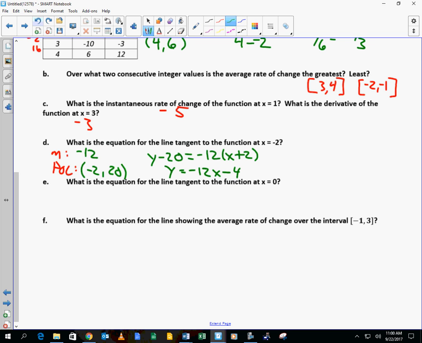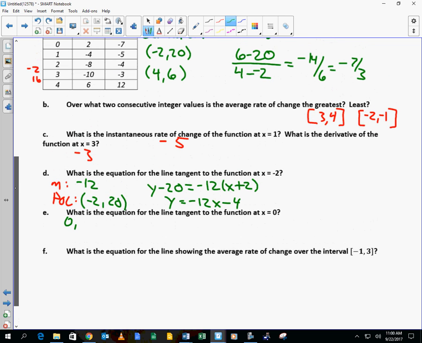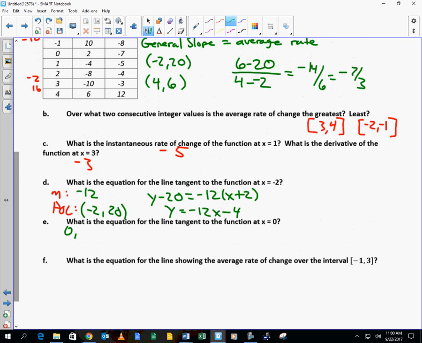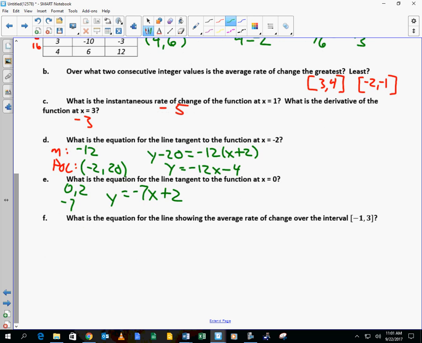What is the equation for the line tangent to the function at x equals 0? What is the y value? What's the slope? So isn't 0, 2 just a y-intercept? So y equals -7x plus 2.